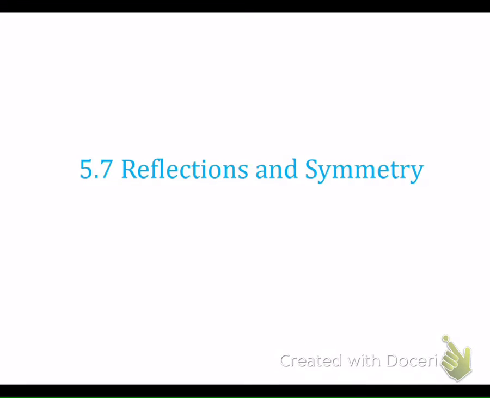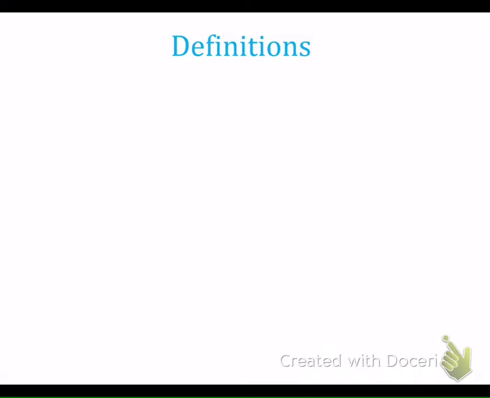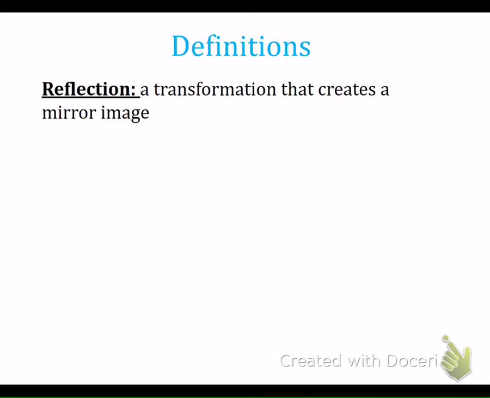So, finishing the chapter today, this is 5.7. It's all about reflections and symmetry. So, definitions first. A reflection is a transformation that creates a mirror image.